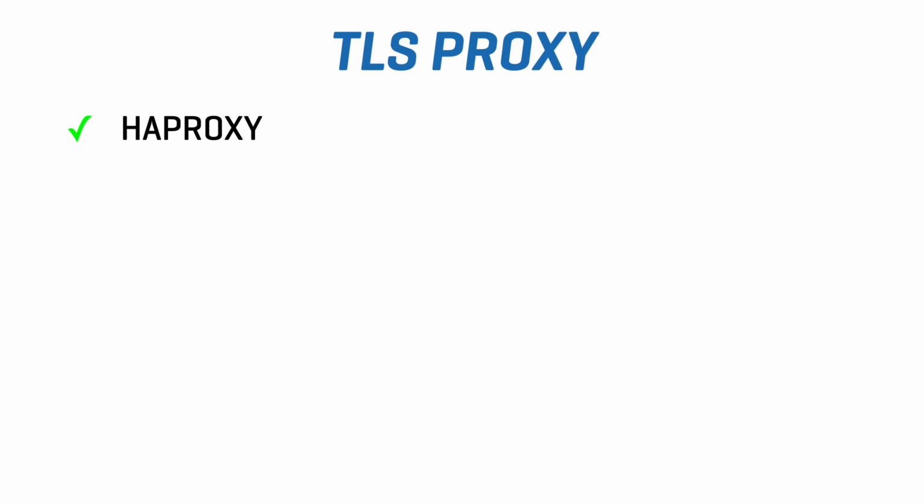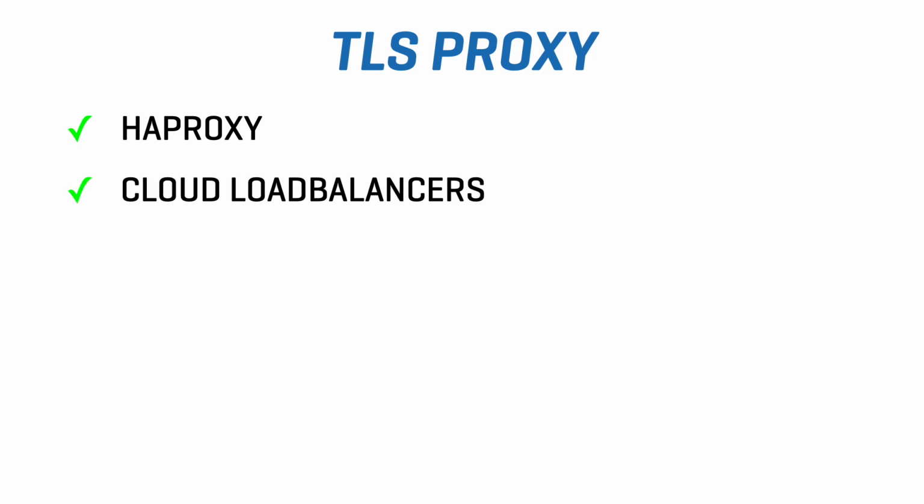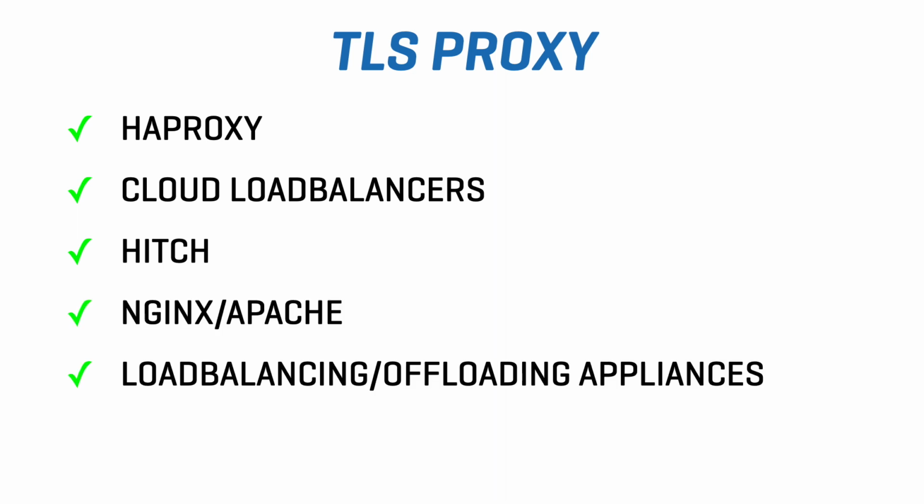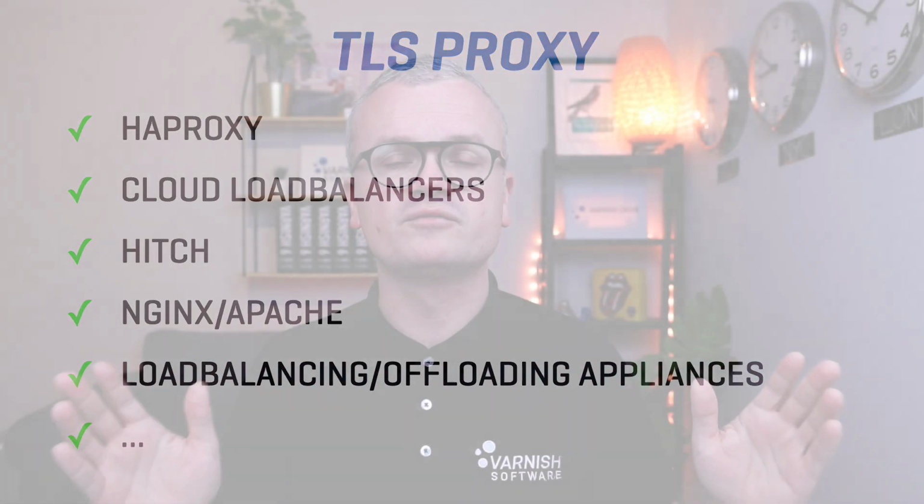If you're using one of the big public cloud vendors, they have load balancers there, application level load balancers that can handle the TLS for you. You can also use Hitch, which is an open source project we developed ourselves at Varnish Software, or you can use web servers that also have proxying and TLS capabilities, such as an Nginx or an Apache. And if you have load balancing or offloading appliances in your network, in your rack, you pretty much can use those as well to offload the TLS. And of course, this is just a couple of items. There's a whole range of products, solutions, and projects you can use to offload TLS.